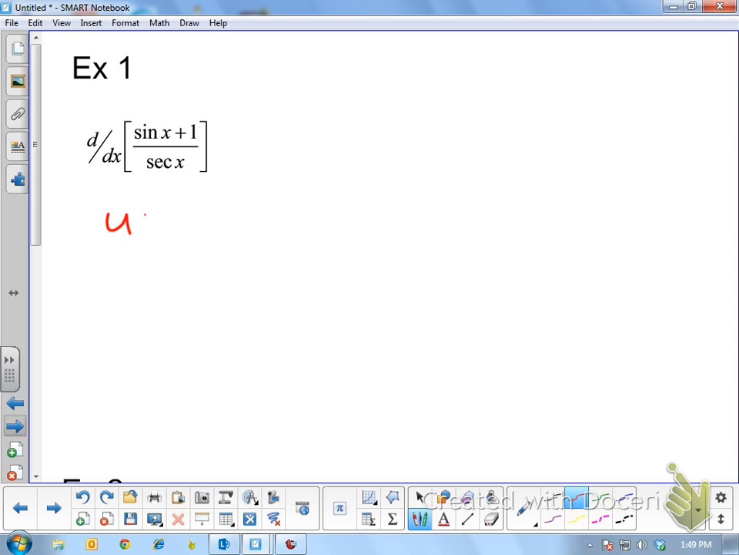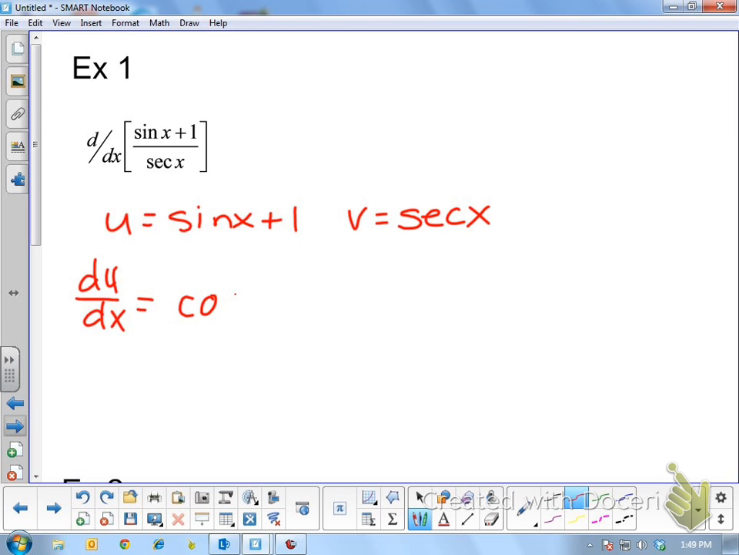So we have u is sine x plus 1. v is secant x. du/dx, or u prime. You can use whichever notation. Derivative of sine x plus 1. Just cosine, because what's the derivative of 1? 0. What about derivative of v? Derivative of secant. Tangent x, secant x.